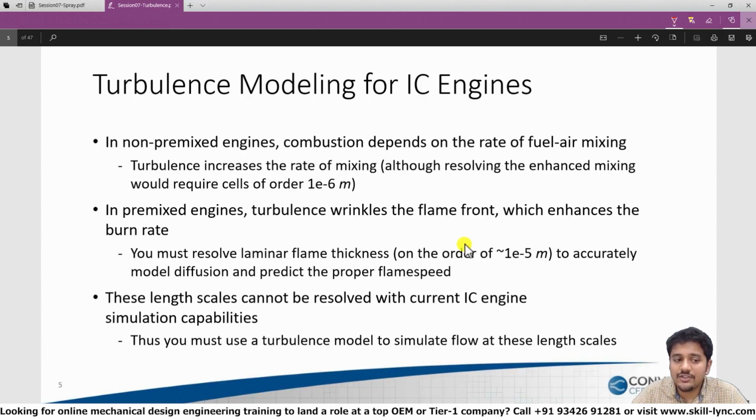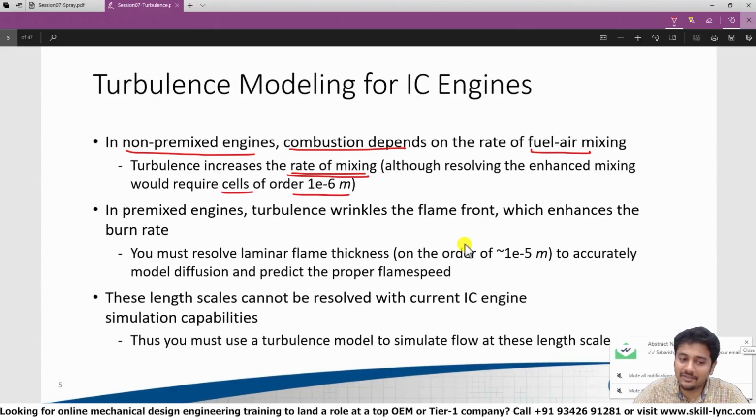So with respect to IC engines, let us say that we have a non-premixed engine. A non-premixed engine is one where you actually have a fuel spray. If you take a diesel engine, that is an example of a non-premixed engine. In a diesel engine, the rate at which combustion takes place depends on how well fuel and air are mixing. This is why you call it a mixing controlled combustion process. And turbulence increases the rate of mixing. This is something that has been well observed. However, if you have to capture this computationally, your computational cells should be on the order of 1 micron, which is really, really small.